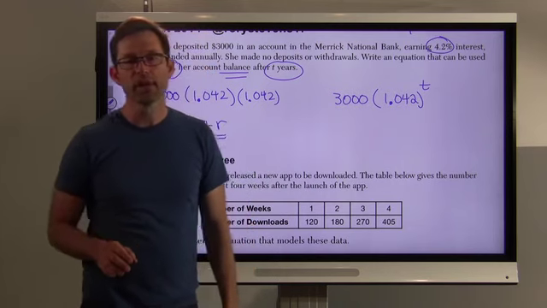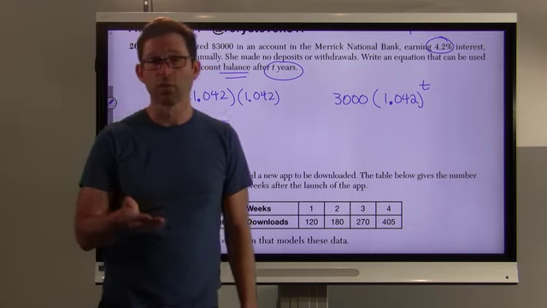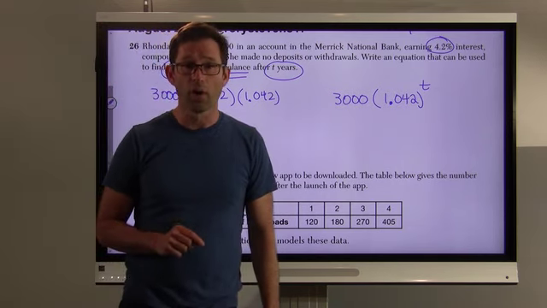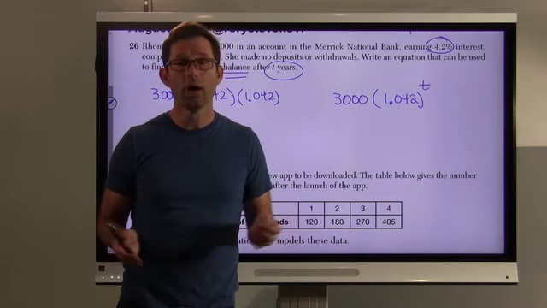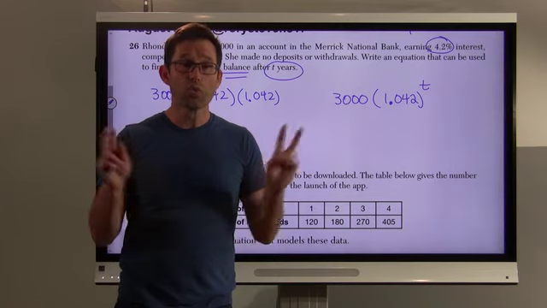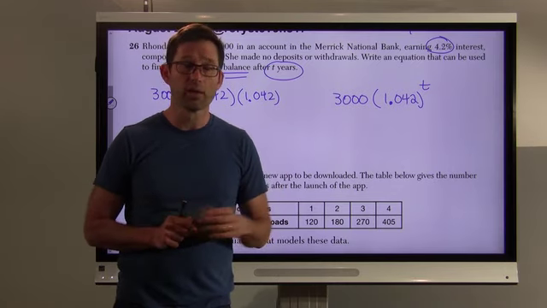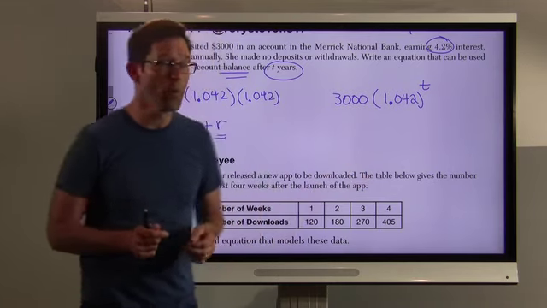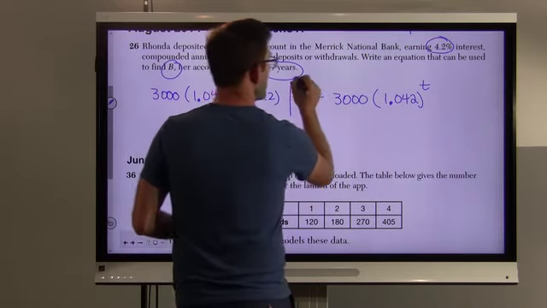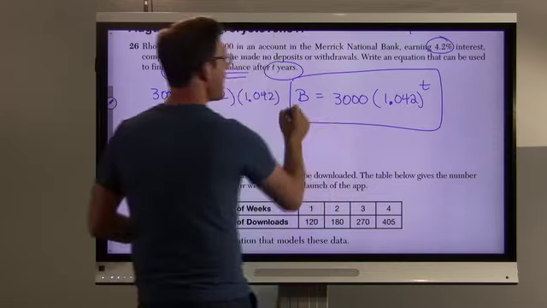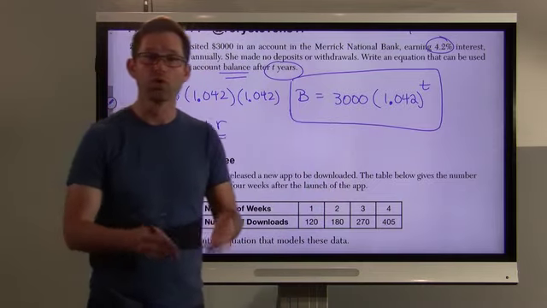It's one of the things I dislike the most about the grading of things like Regents exams. It's not your teacher's fault. They would love to give you full credit for something like this. Well, maybe they would. But the plain fact is the rubrics that they are given will say something like, if it's not an equation, you've got to take off a point. So, the balance is 3,000 times 1.042 to the t.